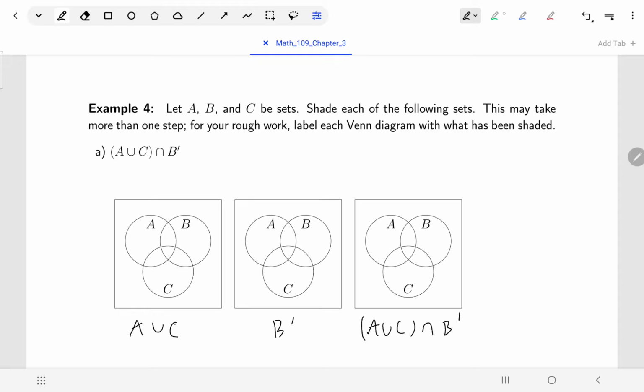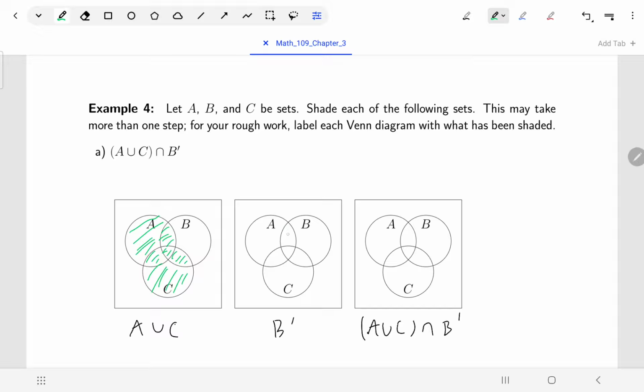So let's start shading. Let's do A union C, anybody who's inside of A or C or both. So all of this, that's all of A. And now I'm going to add in the parts of C that I didn't already shade. So there's 1, 2, 3, 4, 5, 6 regions inside of A union C.